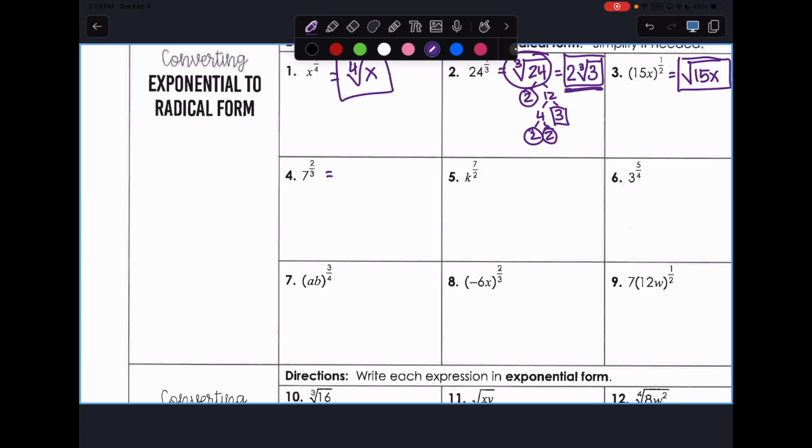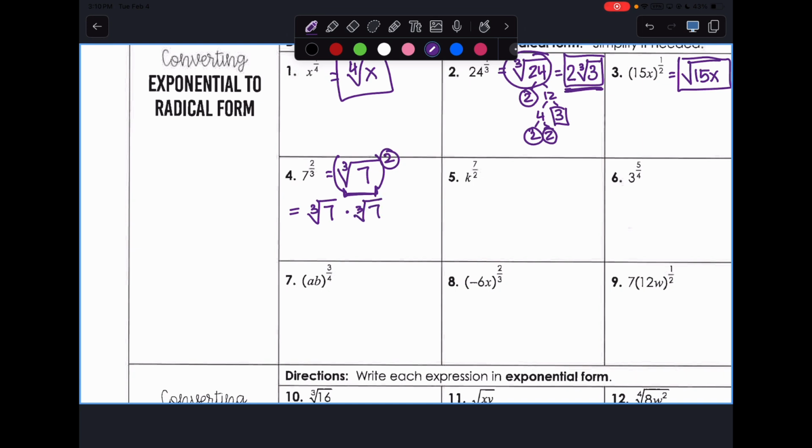What's my index? 3. What's my radicand? 7. What am I raising all of this to? 2. So I'm writing this because it's simplified to its simplest form for that radical. I'm not going to do anything within that parenthesis in terms of the operations we're simplifying. It's already simplified. So what I'm going to do is take this and multiply it out twice. Then when I do that, it's cube root of 7 times cube root of 7.